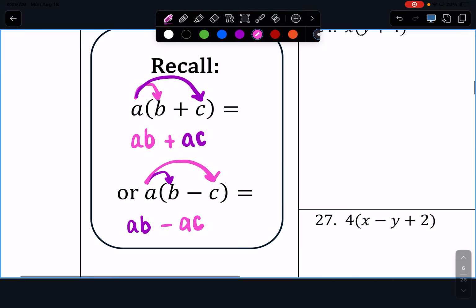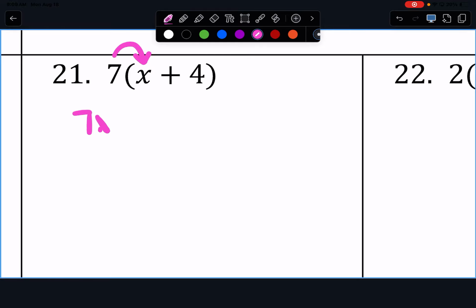For 21, what do I do first here? 7 times x, which is... Then from there, I'm going to do 7 times 4, which gives us positive 28. Just like that.